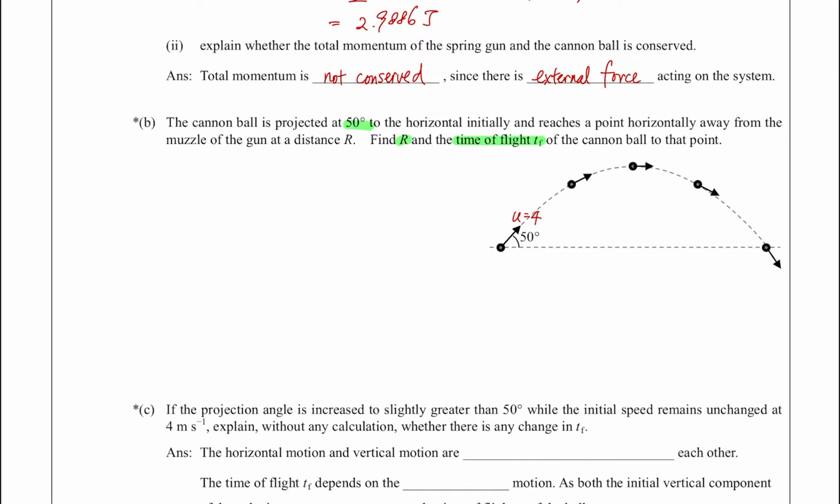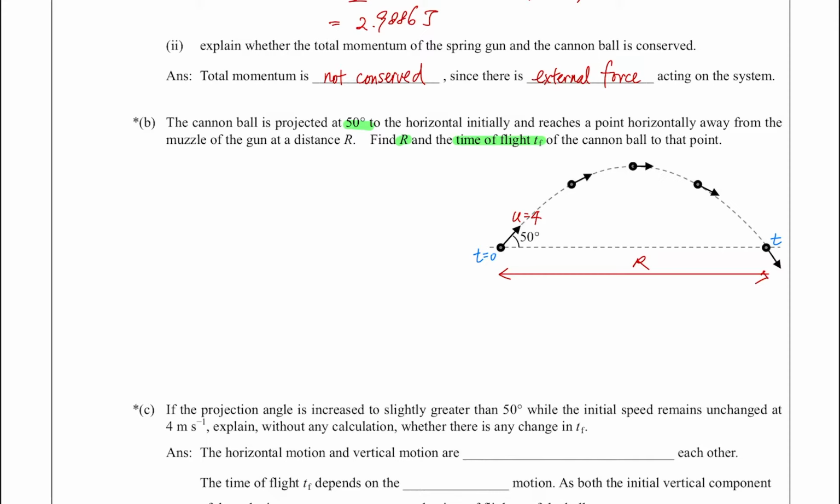If you do not want to apply the formula, we can calculate it in our own way. So how to calculate the range? The range means this distance. So this is R. And also we want to calculate the time of flight, that is the time when the ball reached this point.